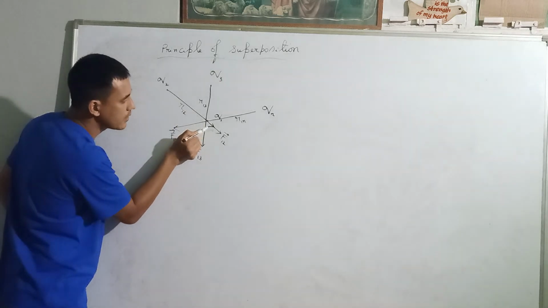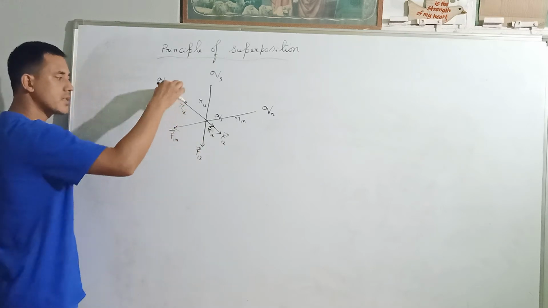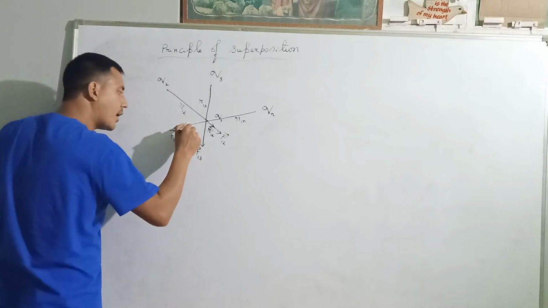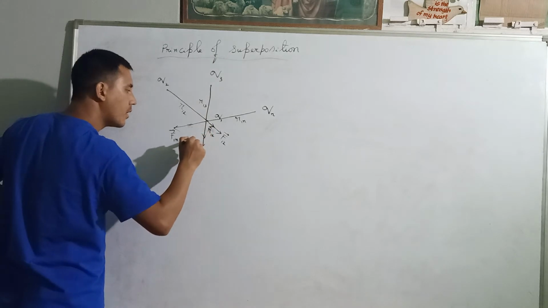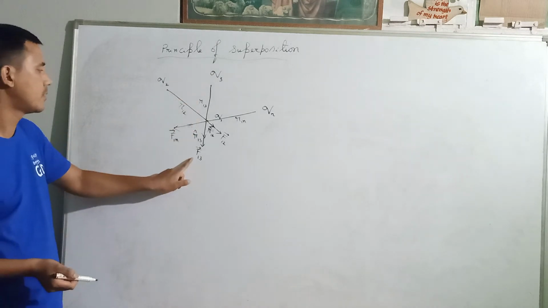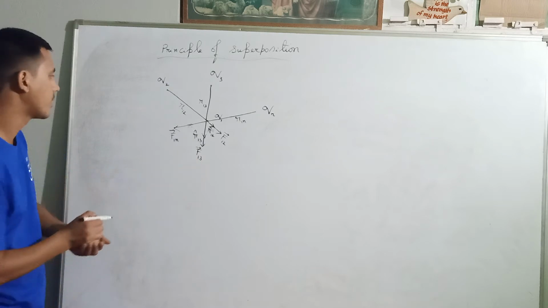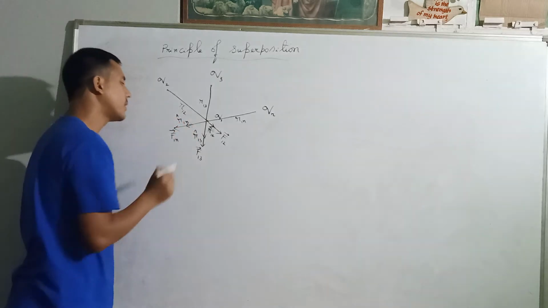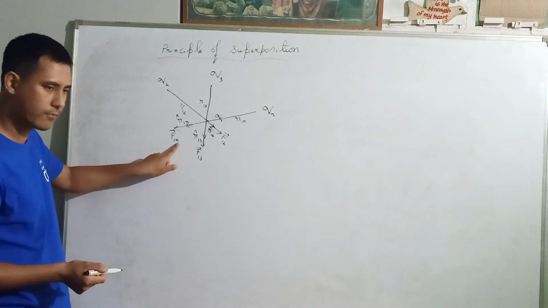Let unit vector R12 cap represent the direction of the force F12. Let R13 cap be the unit vector representing the direction of this force F13. And so on. And let R1n cap be the unit vector representing the direction of the force F1n.